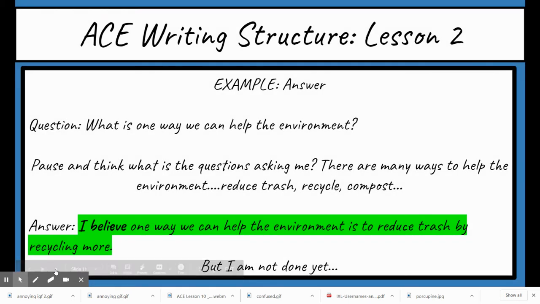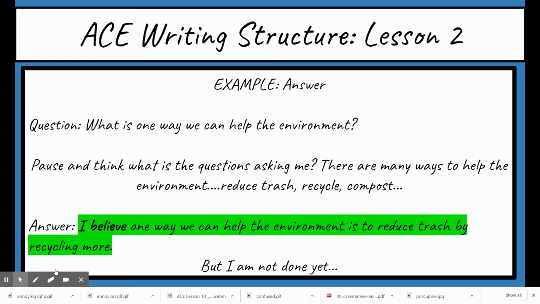Let's take a look at an example. We have the question, what is one way we can help the environment? Now that I've read the question, I'm going to pause and think about what this question is asking me. I think, well, there are many ways that I can help the environment. For example, I know that we could reduce our trash, we could recycle. I remember my teacher talking about composting once.